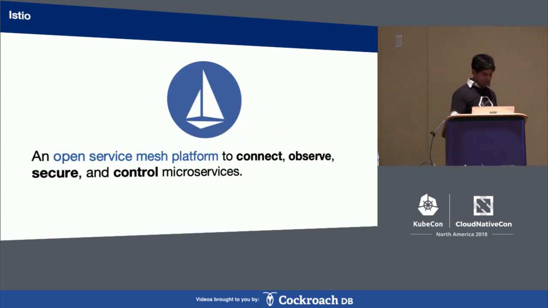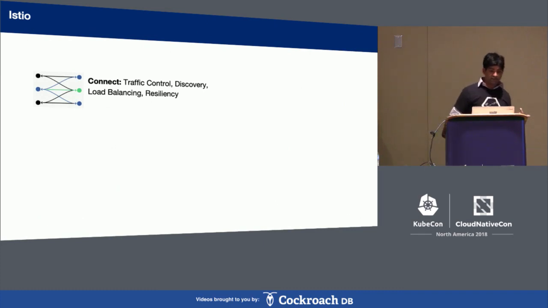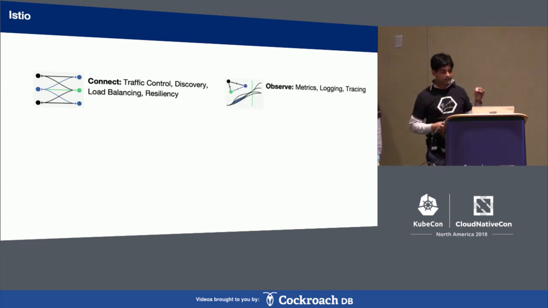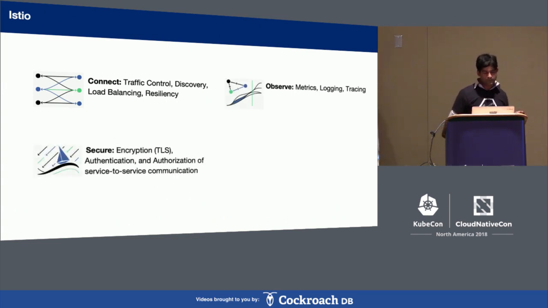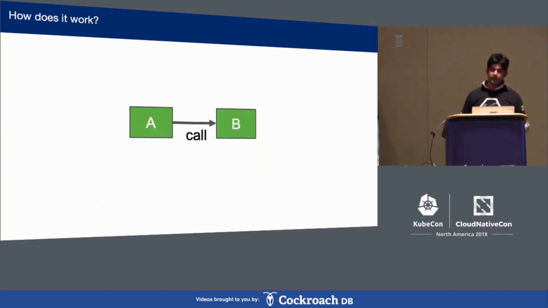And I think a lot of us are aware Istio is an open service mesh platform to connect, observe, secure, and control microservices. And essentially, we want to control the traffic. We want to discover microservices, provide load balancing around them. And it also gives a lot of metrics, logging, and tracing capabilities. The other key aspect of Istio is essentially that there is a secure TLS communication between microservices, so you get a lot of the security associated with it. And last but not the least, definitely, the policy enforcement piece.